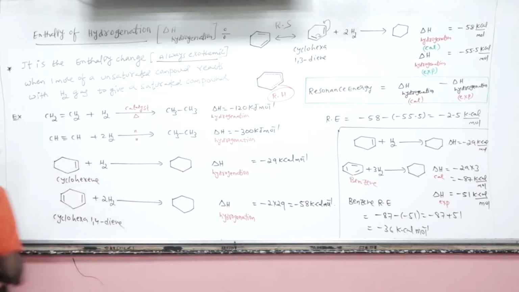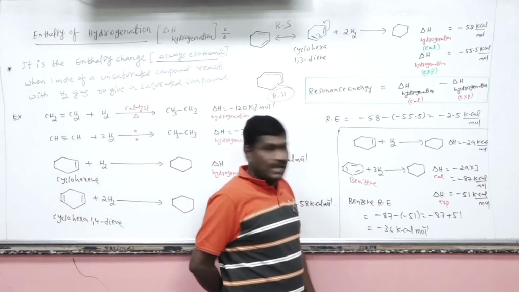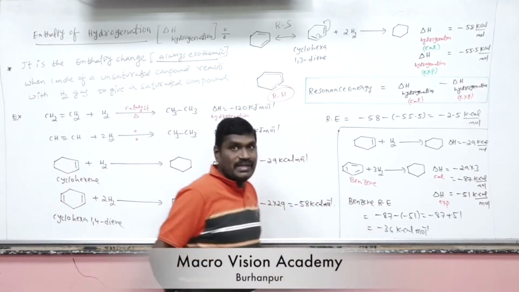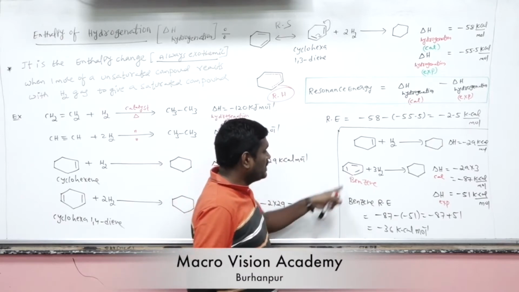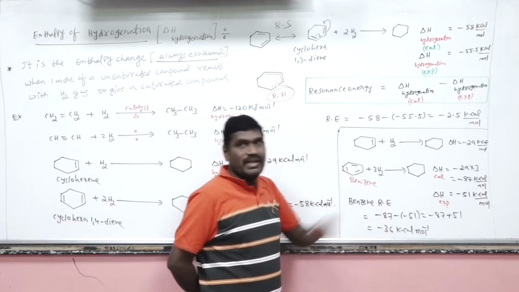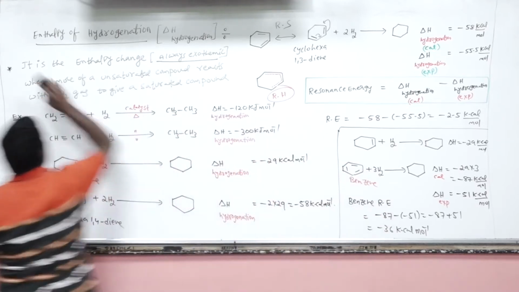Actually the negative sign does not represent that the energy decreases. This means the benzene resonance hybrid will be more stable as compared to the benzene resonating structure by 36 kilocalories.